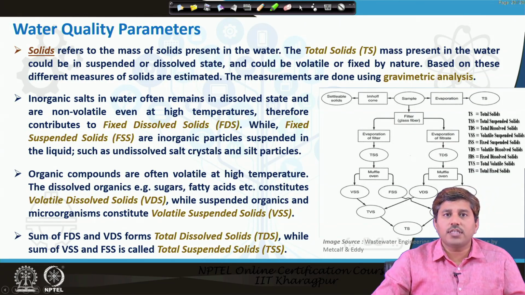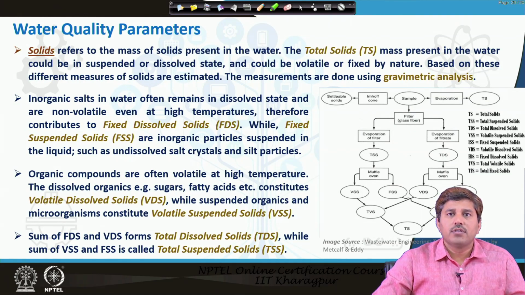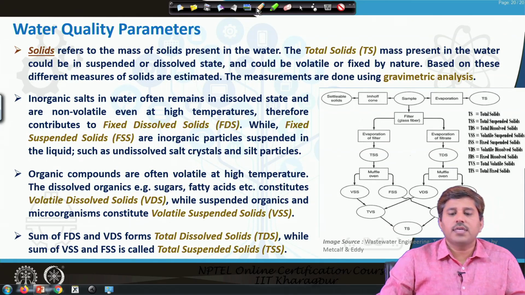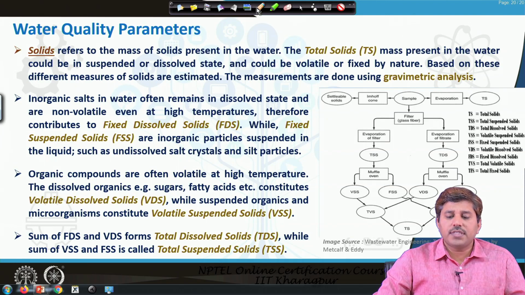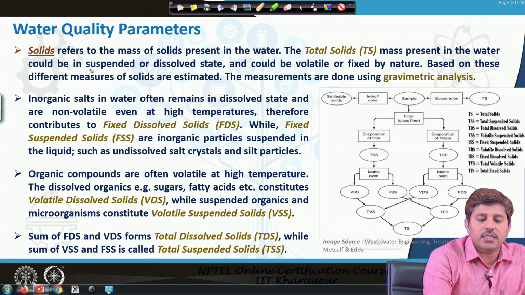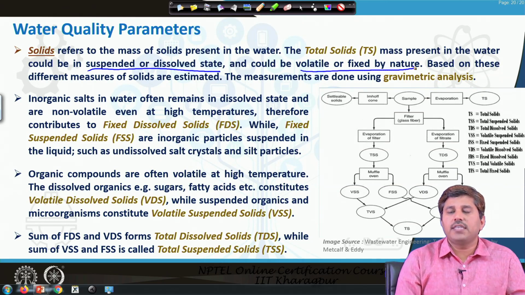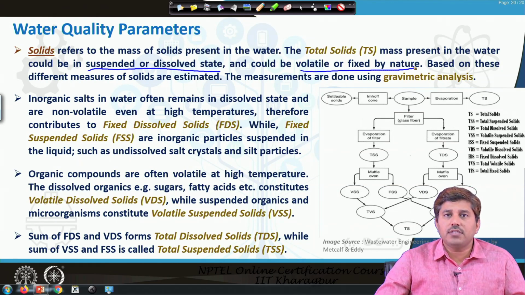Then there are solids present in the water. Solids could be of many types. The total solids in the water is the mass of all forms of solids present in the water. This total solids can be either in the suspended or dissolved state, or could be in the volatile and fixed state by nature. Generally, the measurement is through the gravimetric method, meaning we filter the sample.